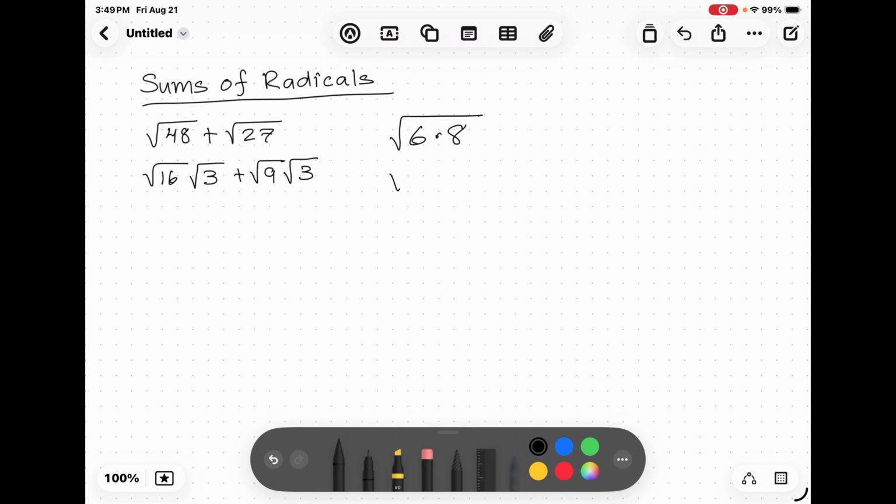If I did 6 and 8 like that, I would have to continue to break it down to find some sort of matching factors. So I'd have to go 2 times 3, and then 2 times 4, and then I'd go, okay, I've got a pair of matching factors there, the 2 and the 2. I know the square root of 4 is 2, so I would be able to proceed. You would be able to proceed if you didn't see 16 times 3 the way that I did.